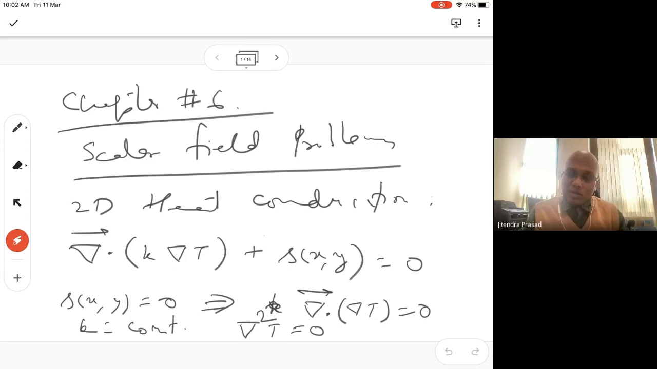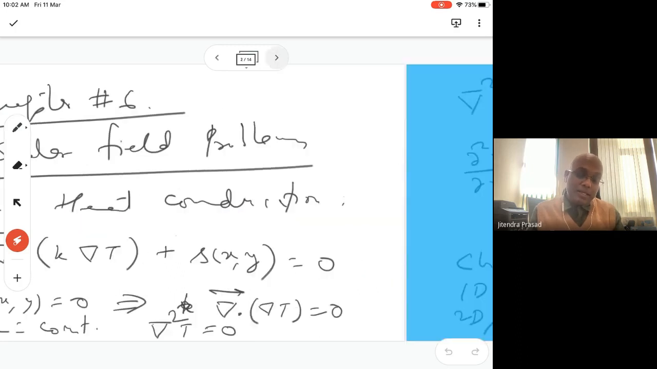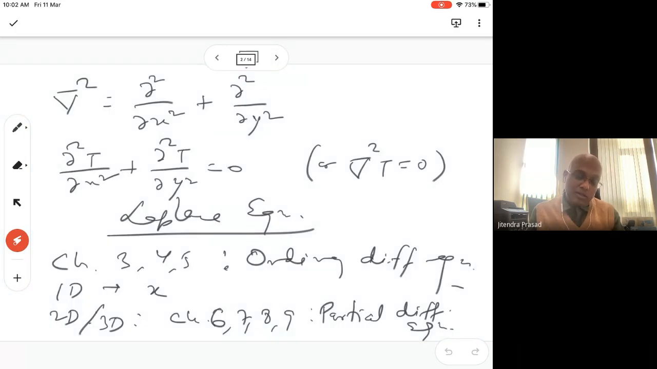So we are into chapter 6, which is about scalar field problems. We have already derived the 2D heat conduction problem, and yesterday we were trying to find the solution of the Laplace equation, which is the simplest form of the 2D heat conduction problem.